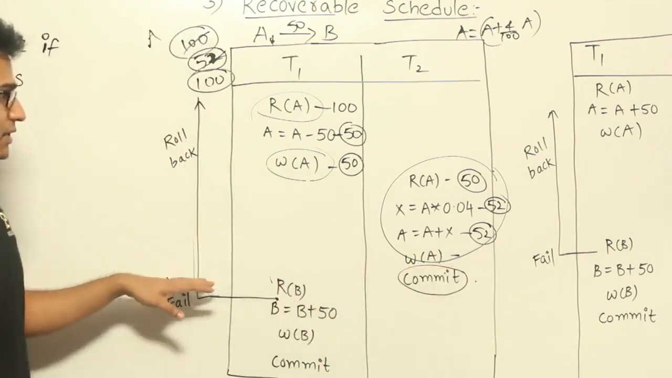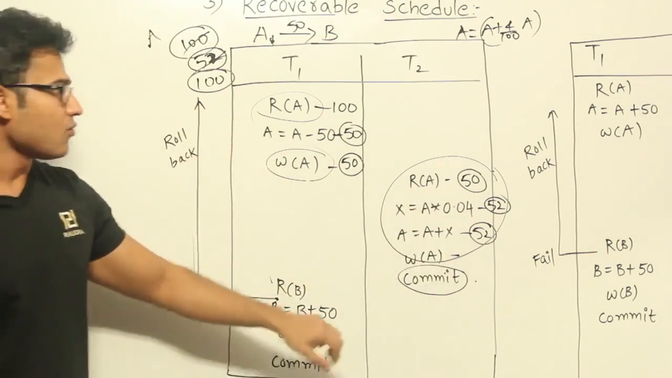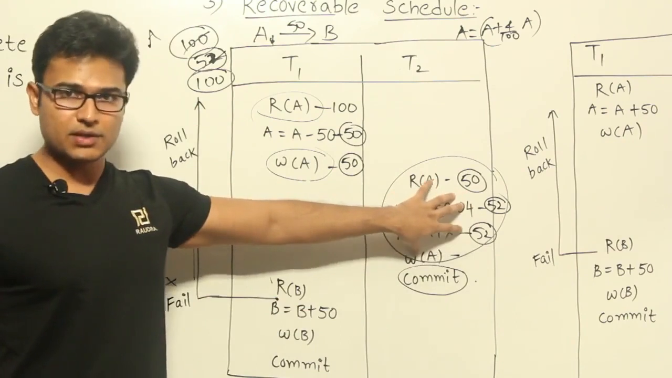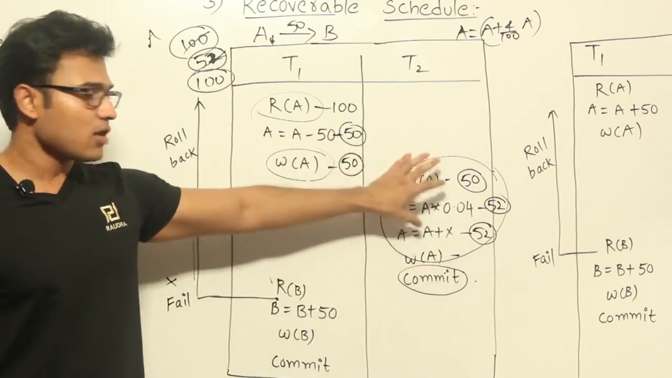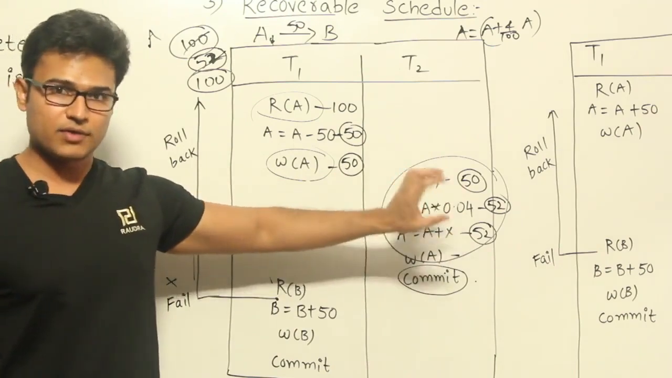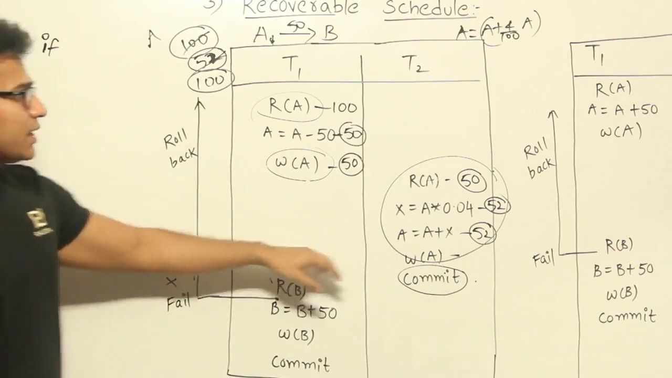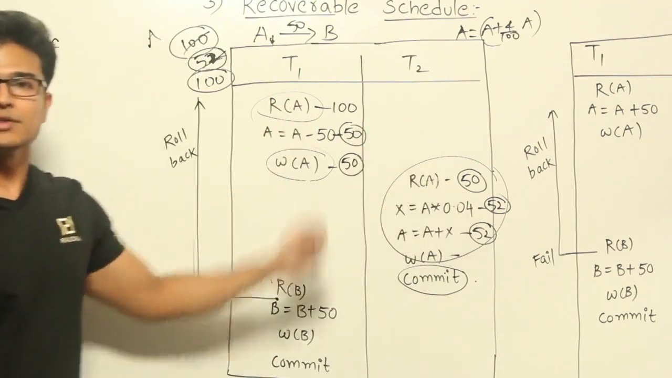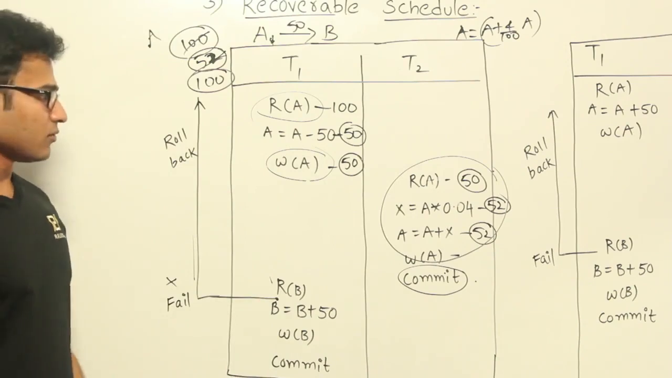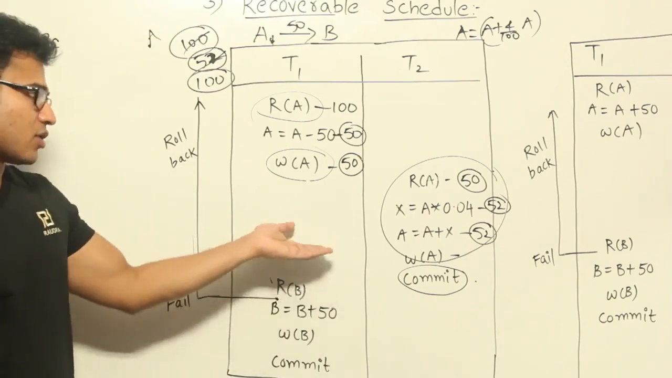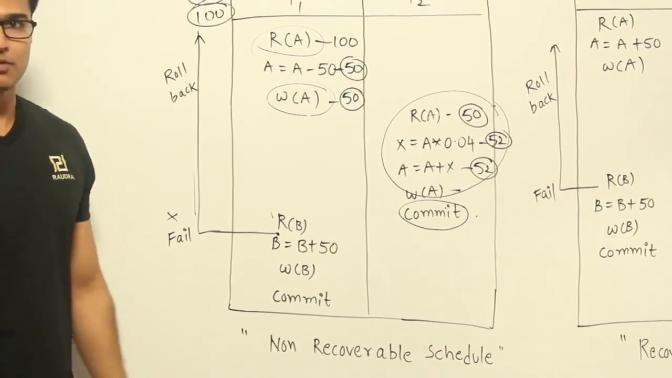And so what happens is, if you allow this action, then whatever action is performed by T2 will be gone. Commit means it is saying that all my actions should be permanently reflected in the database, but by doing the rollback here, all the actions done by this one are lost. Therefore, this is not recoverable. Got it? So such a schedule is called an unrecoverable schedule.